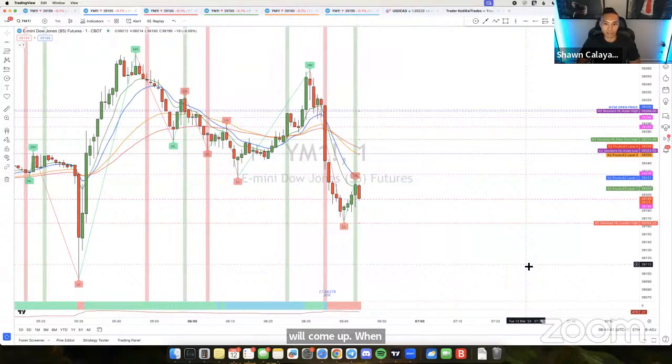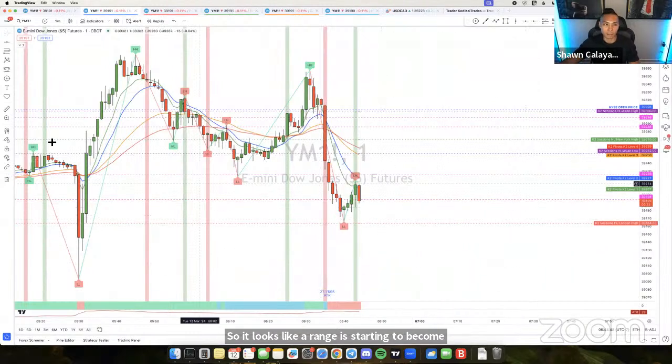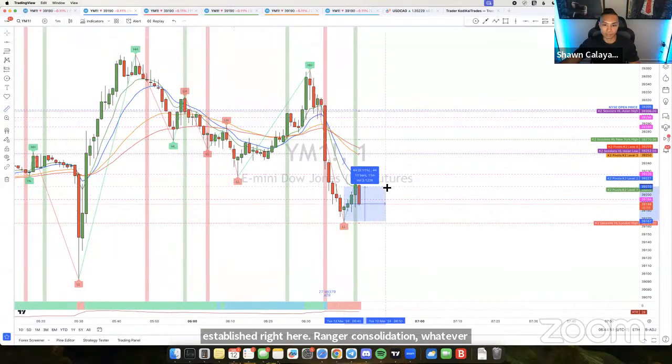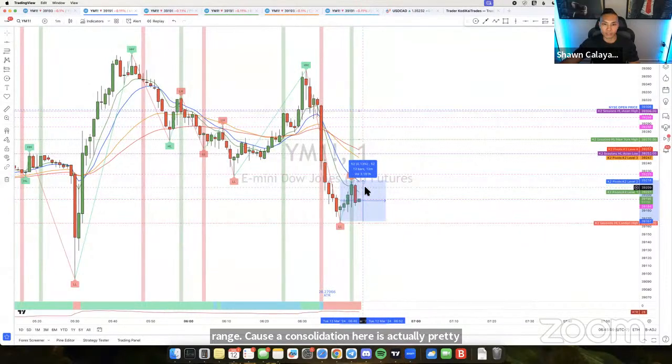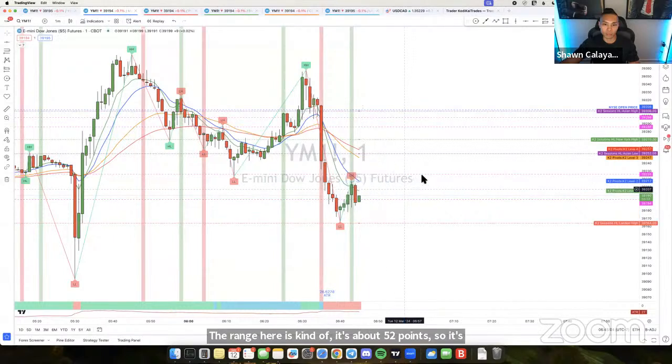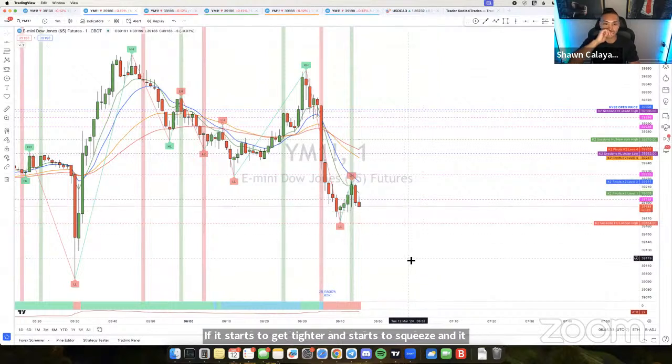And it looks like price is coming back down, so it looks like a range is starting to become established right here. Range or consolidation, whatever you want to call it, same thing. See how big the range is here. I would consider it a range because the consolidation here is actually pretty decently high. The range is about 52 points, so it's pretty much going back and forth between these two areas. If it starts to get tighter and squeeze, then we'll call it consolidation, but it doesn't really matter what you call it. It's the same thing, just consolidation is a lot tighter.